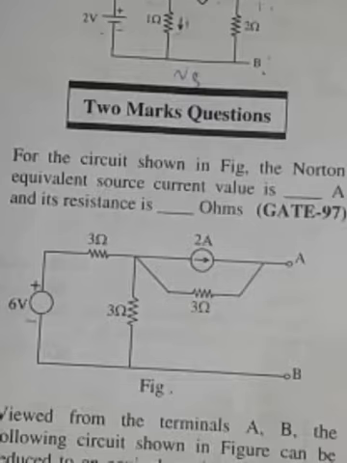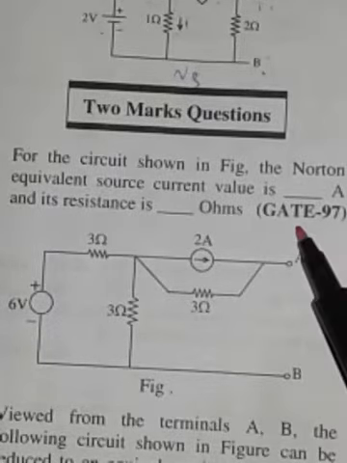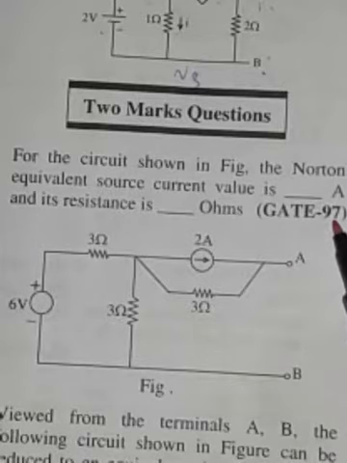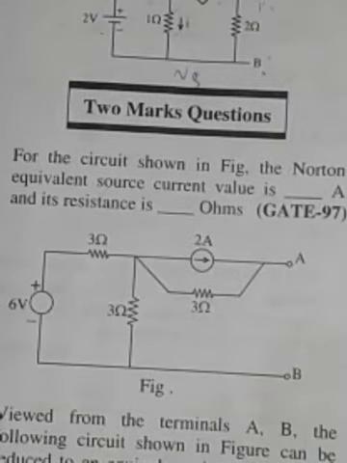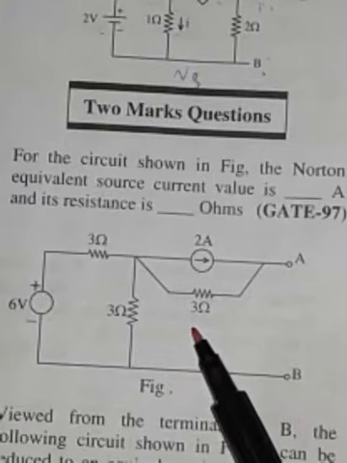So we are studying the network theorem. This is a 2 mark question. We are starting here. This is asked in GATE 97. This is a 2 mark question. This is the figure they have given in question number 1.